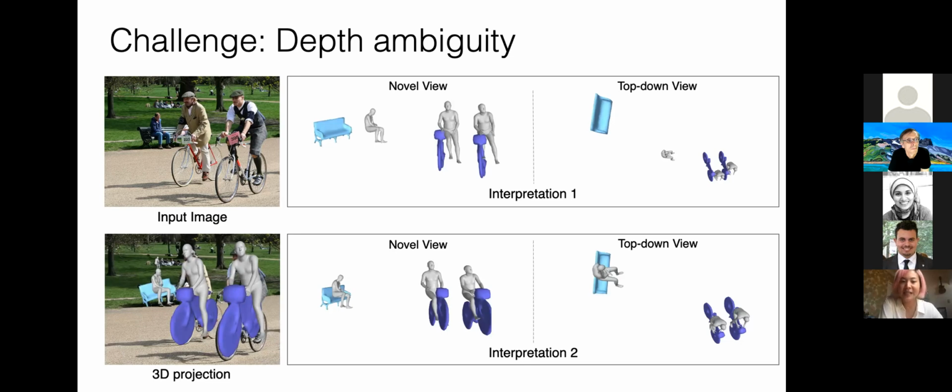But you will notice that in the top interpretation, the person is floating from the couch, not the couch, the bench, as you can see in the top-down view. And so this is really the fundamental scale ambiguity when you come to 3D and 2D.